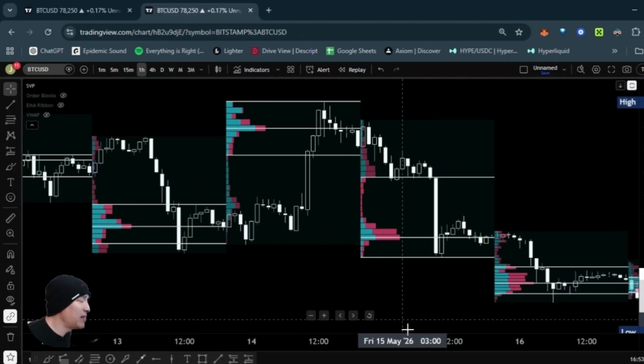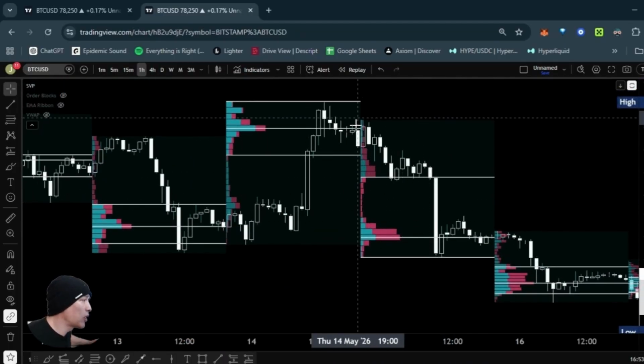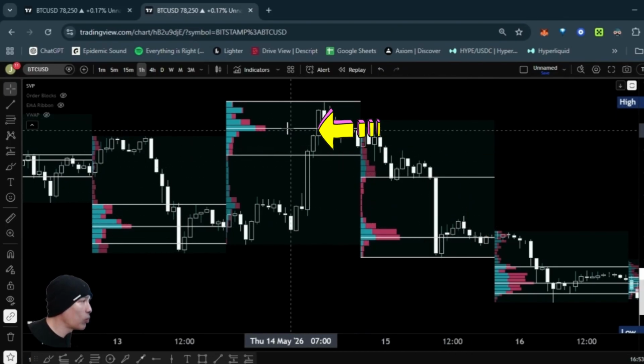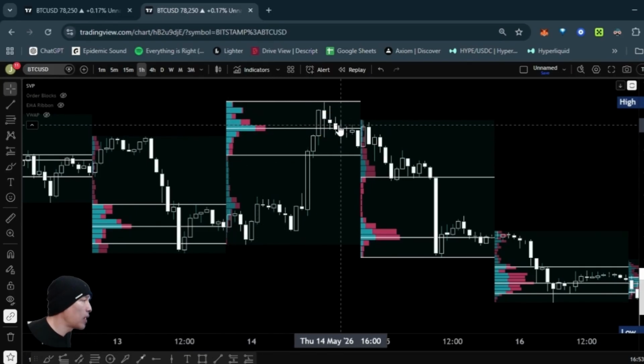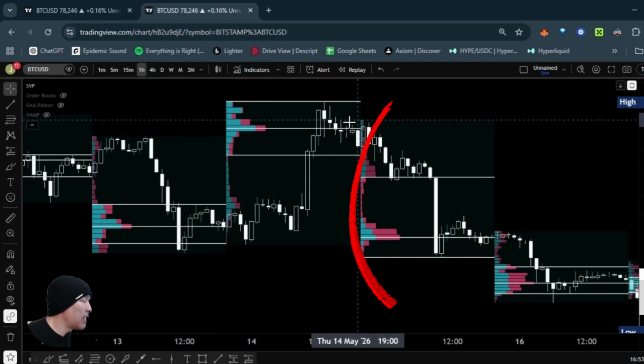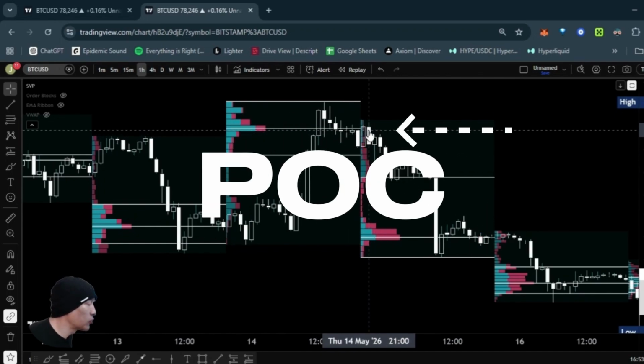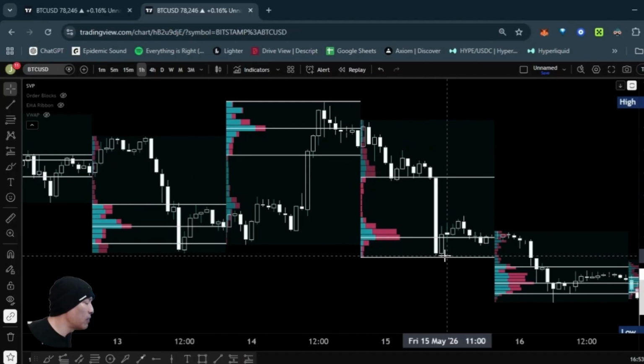So just in this example alone, if you're looking at the current session right here, I want you to go backwards in time and look for the point of control, which is this middle line where you see the high volume occurring. And then you can see how, when the next session starts at that point, if you were to enter a short, you would have gotten this giant move down. And this is on the hourly time frame. You could do this on any time frame. It doesn't really matter.